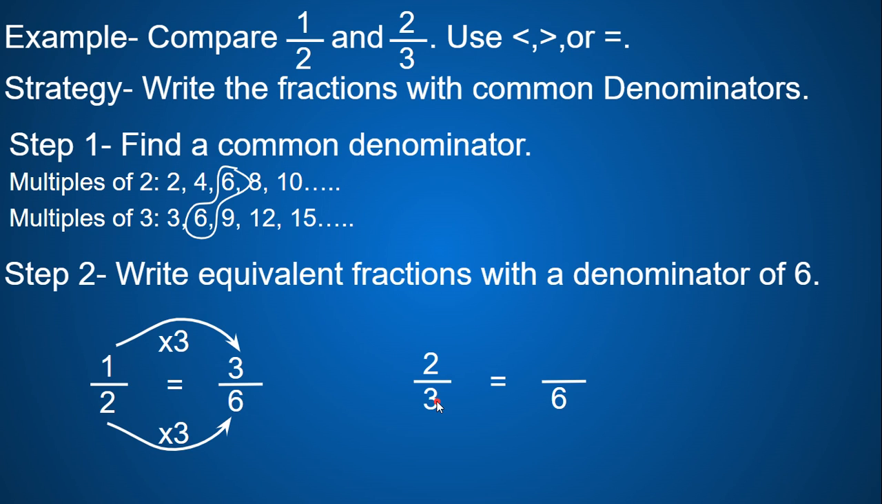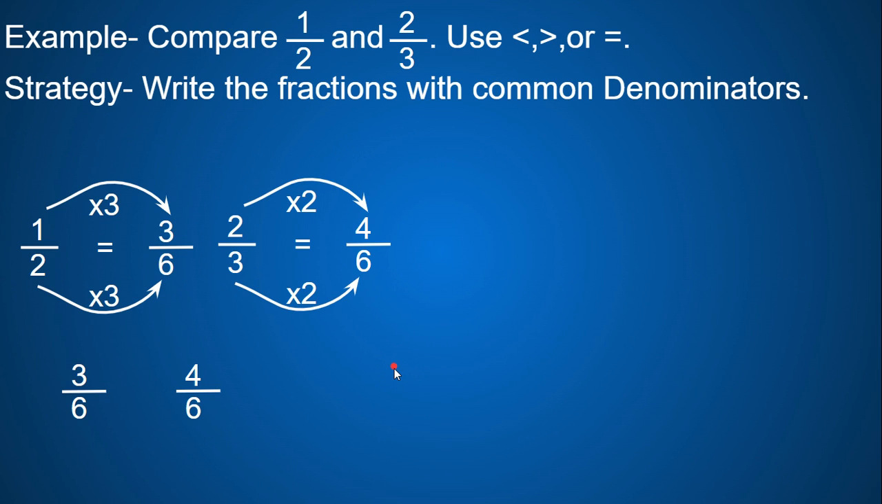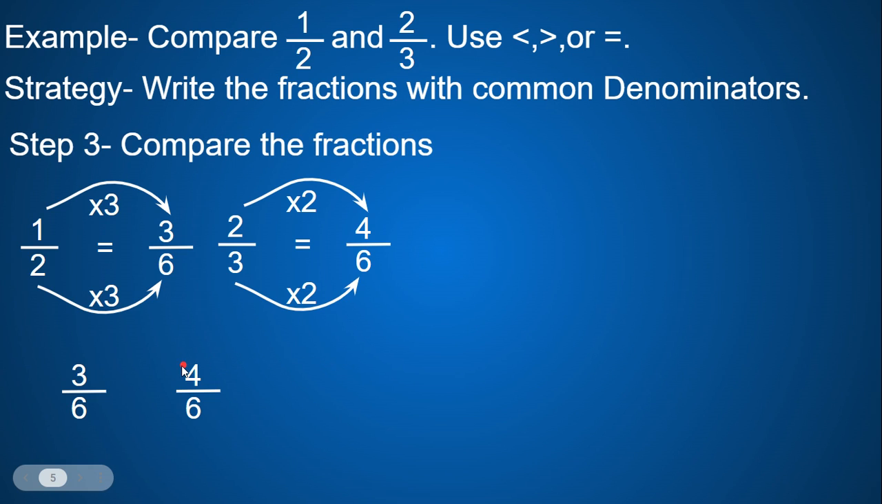Now 2/3 is going to equal some fraction that has a denominator of 6 as well. What number can I multiply 3 by to get to 6? That is times 2, and I'm going to multiply my numerator by 2 as well to give me an equivalent fraction. 2 times 2 is 4, so 2/3 is equivalent to 4/6. So I have my two fractions, 3/6 and 4/6, and now I'm going to need to compare those fractions.